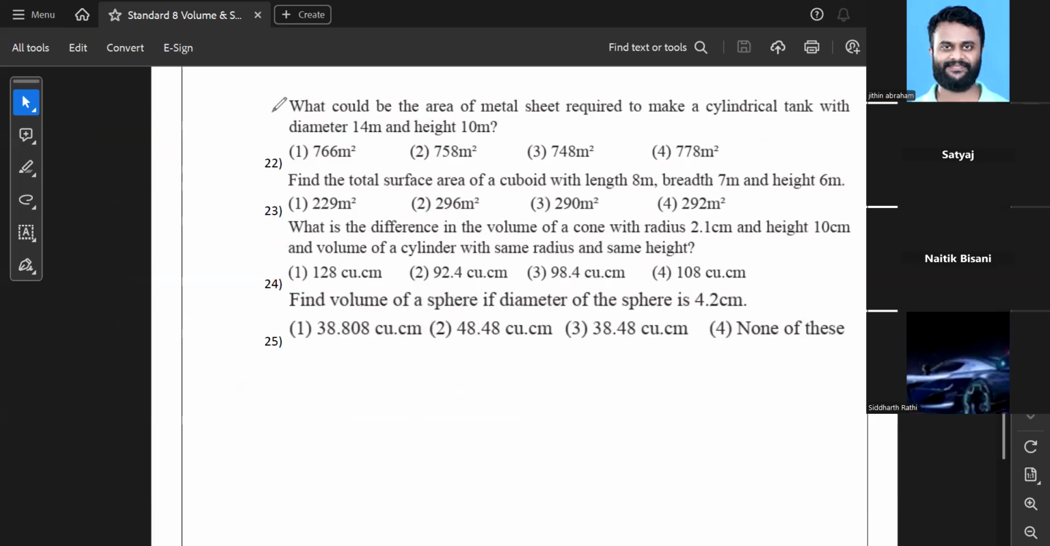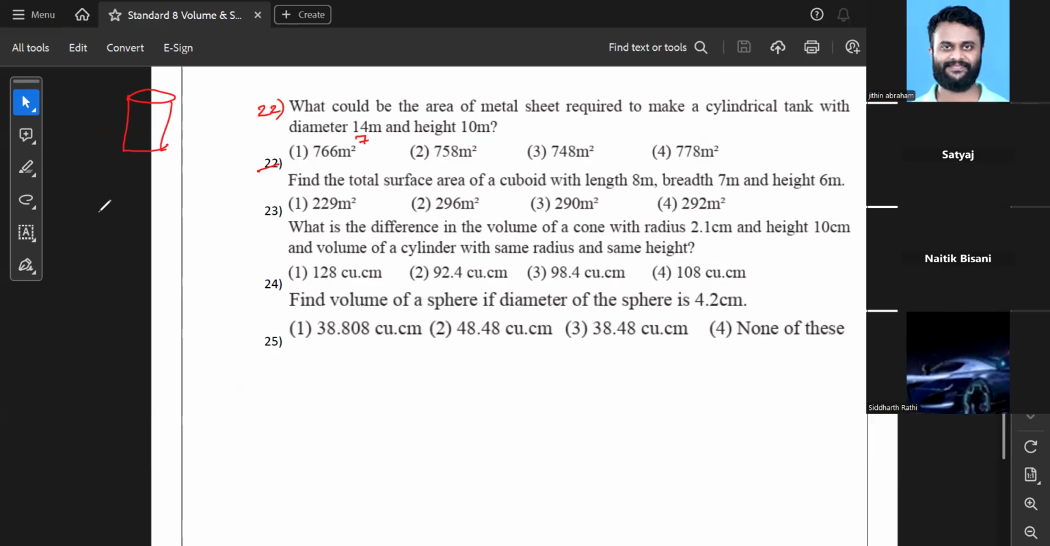22. What could be the area of metal sheet required to make a cylindrical tank with diameter 14 and height 10? So we have to make a cylindrical tank. Again, incomplete information. I'm assuming only without lid. Let us first calculate without lid and let's see what happens. If diameter is 14, the radius will be 7.